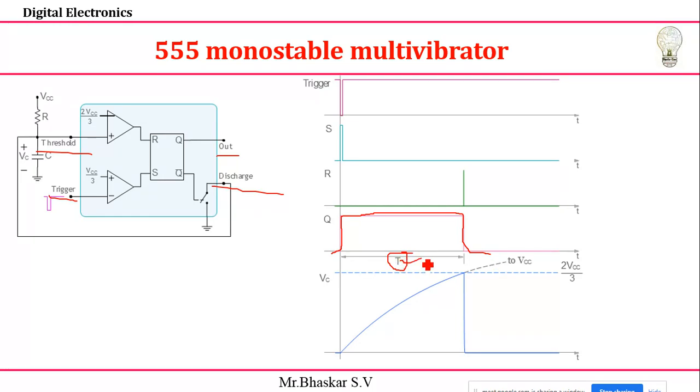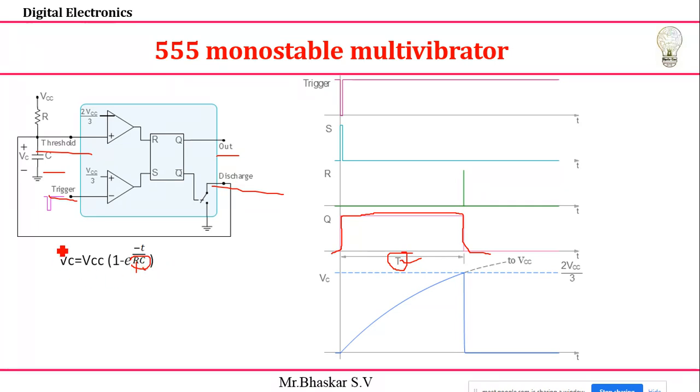Here I have taken a T. If I want T, it's totally related to the capacitor voltage. So I want the general equation of capacitor voltage. Remember, the general equation of capacitor voltage is nothing but Vc is equal to Vcc into 1 minus e to the power of minus t divided by RC. Here Vcc is whatever the given voltage, and t in e to the power of minus t is the total time period. RC is the resistor and capacitor.